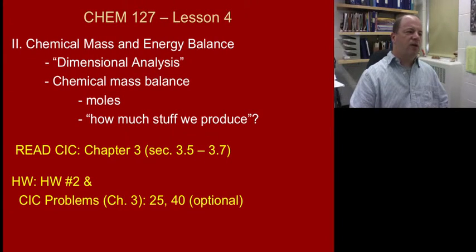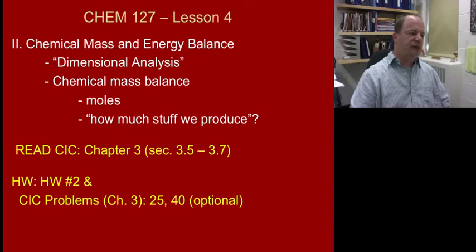And then the end goal here is just to be able to calculate how much stuff we produce when we react a certain amount of substance. In other words, if I burn a kilogram of propane, how much carbon dioxide do I produce? How much water do I produce? How much oxygen do I consume? Those are the things that we're going to do.